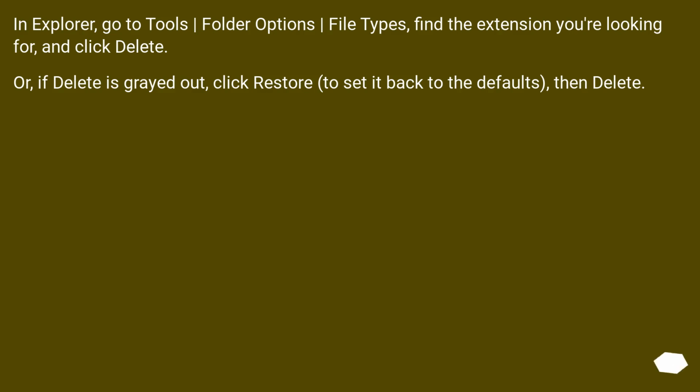In Explorer, go to Tools, Folder Options, File Types, find the extension you're looking for, and click Delete. Or, if Delete is grayed out, click Restore to set it back to the defaults, then Delete.